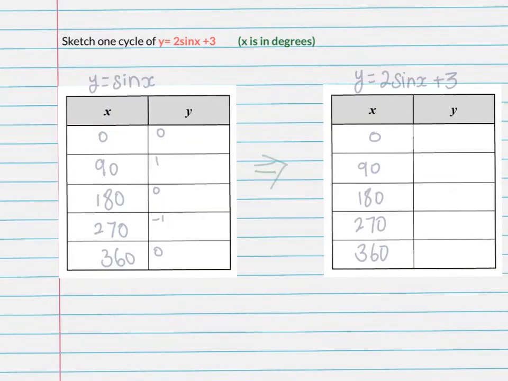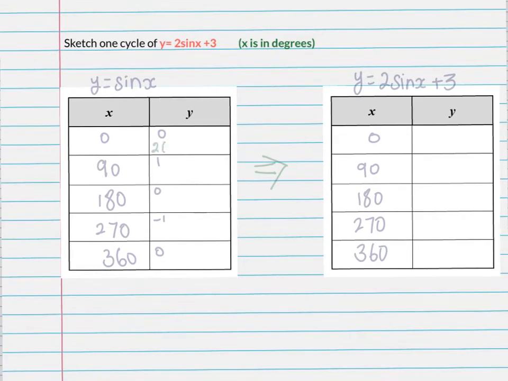So both of those are going to affect the y value of the parent function. As you can see, the table of values for sine x is written. We are going to change the y values in order to obtain the y values of the new sine function, 2 sine x plus 3. What are we going to do? We are going to multiply the y value of the parent function by 2 and add 3 to it. So it's going to be 2 multiplied by 0 plus 3, 2 multiplied by 1 plus 3, 2 multiplied by 0 again plus 3, 2 multiplied by negative 1 plus 3, and 2 multiplied by 0 plus 3.